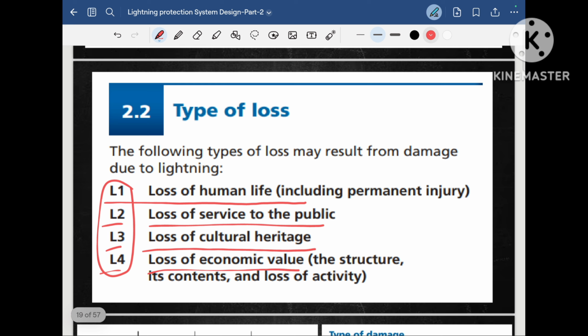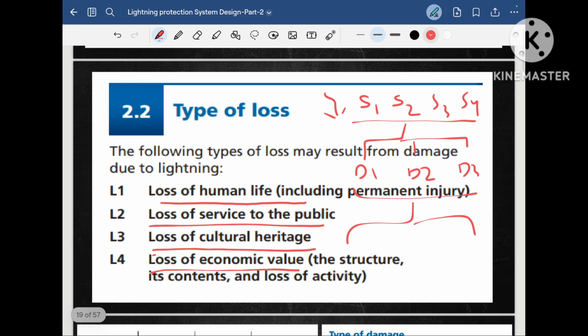So what we understood so far is that there can be a strike to our project anywhere, which is categorized as S1, S2, S3 and S4. Due to this strike, there could be three kinds of damage, D1, D2 and D3, right? Due to these D1, D2, D3 types of damage, it can lead to four types of losses, as I told you, L1, L2, L3 and L4.